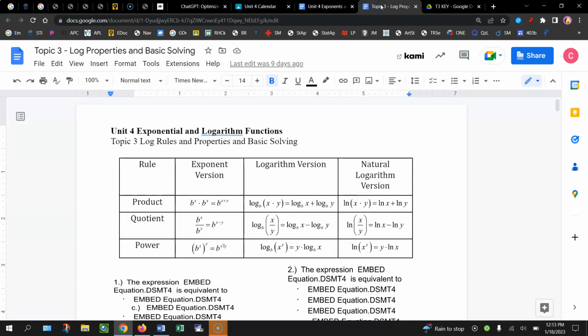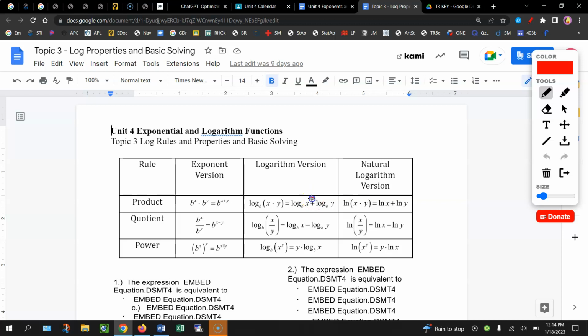All right, y'all, we're going to take a look at topic 3 here, which is kind of two parts. We're going to start with log rules and properties. So on the first page, product rule, we know that when we multiply, we add the exponents. So log just means what? Power. So when you have the log of two things that are being multiplied, we're just going to add the logs. The log means exponent. We're just going to add those exponents.